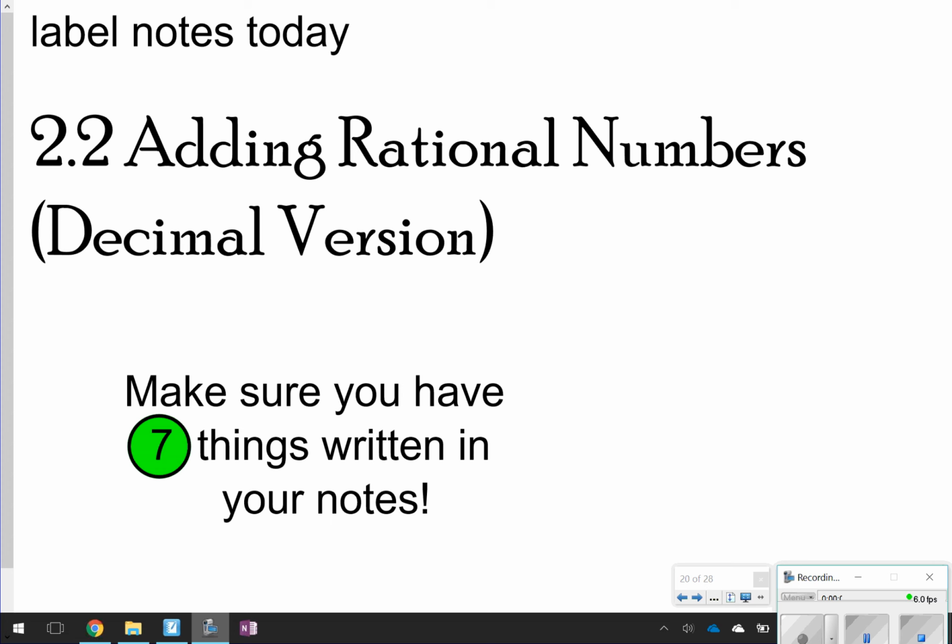Today we're going to be looking at lesson 2.2, adding rational numbers, and that one is just simply adding decimals. So just make sure that you have your notes titled for today. You are going to be looking for 7 things to write down, so let's go ahead and get started.